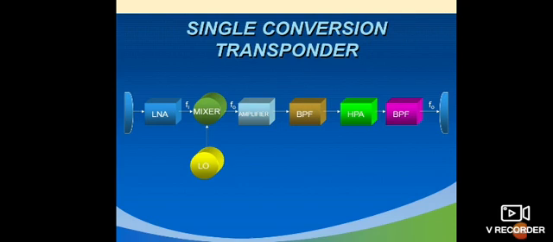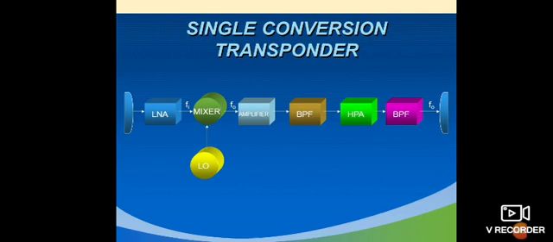LNA, that is low noise amplifier. The signals taken by the receiving antenna are given to the LNA. It amplifies the signals given by the receiving antenna, and it is nothing but a gallium arsenide FET circuit to amplify these signals. Next, it is given to the mixer.